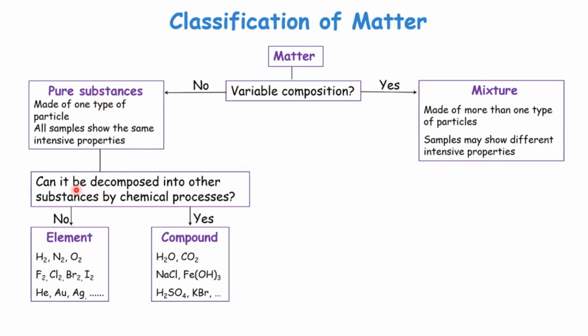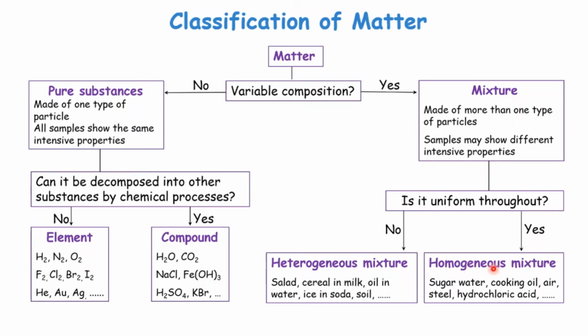If the pure substance can be decomposed into other substances by chemical processes, then those are called compounds. For example, water can be decomposed into hydrogen and oxygen. So they are compounds. They are not elements. There are 2 different types of mixtures as well. If we concentrate on the uniformity, if the mixture is uniform throughout, then that will be homogeneous mixture. If it's not, that will be heterogeneous mixture.